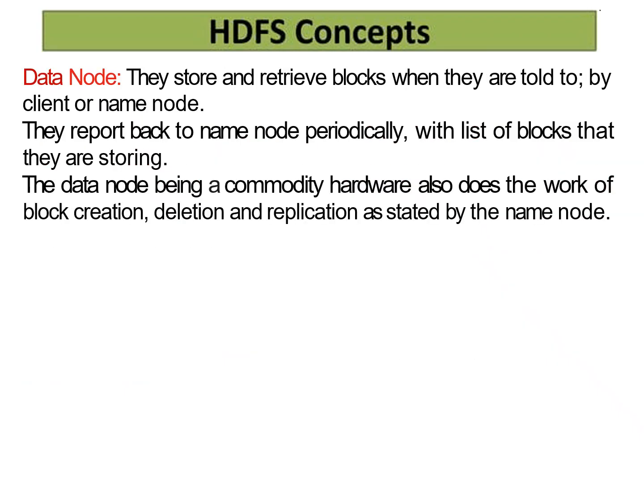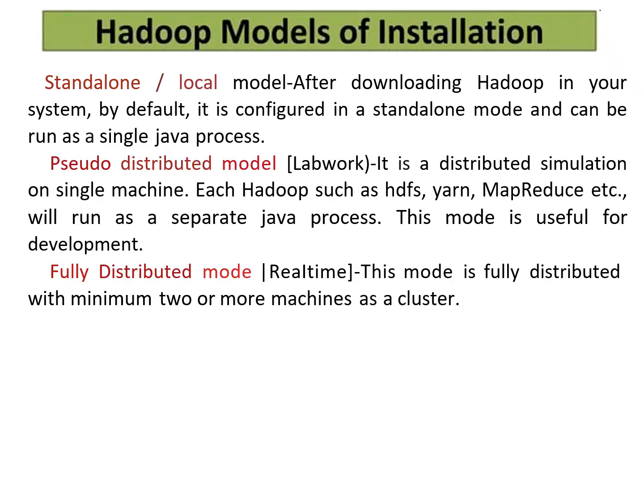The data node stores and retrieves blocks, and also reports every time to the name node about the blocks, what they are storing, what they are processing, and whether a block is created or deleted. All those data related activities are performed in the data node. Many of the nodes are data nodes, and one node will act as the name node.